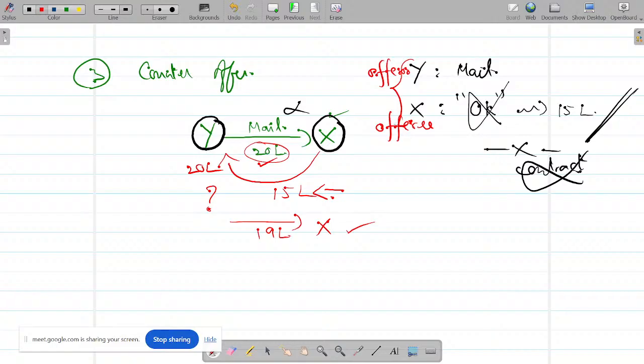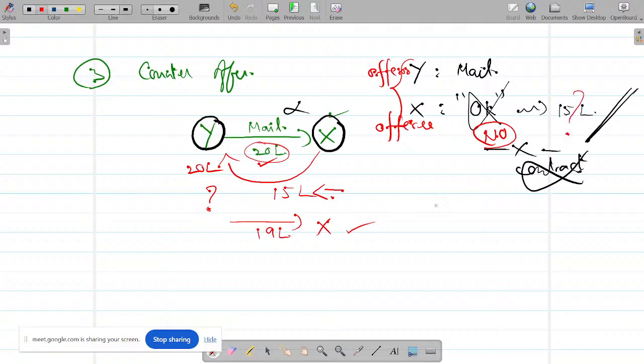There is no acceptance. So X cannot be called an acceptor. Only if we talk about offer and acceptance, we can talk about a contract. There is only an offer, there is no acceptance. So we can never say it's a contract. If you again ask me, is this a counter offer? Yes, because if he says no, there is no contract. But what he says is, will you give the car for 15 lakhs?